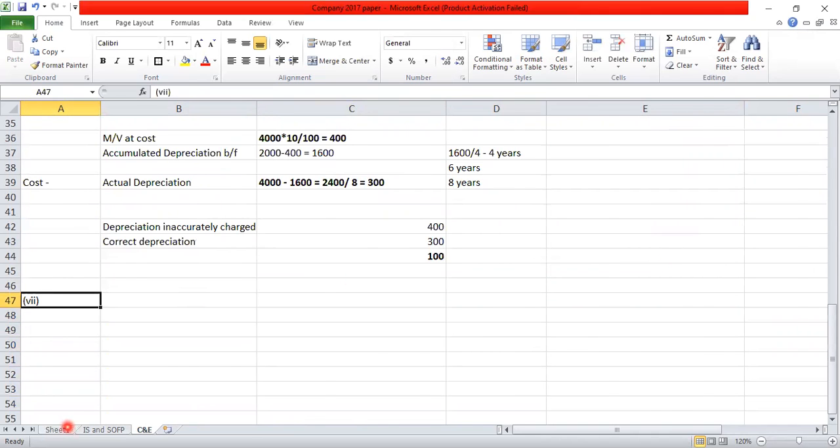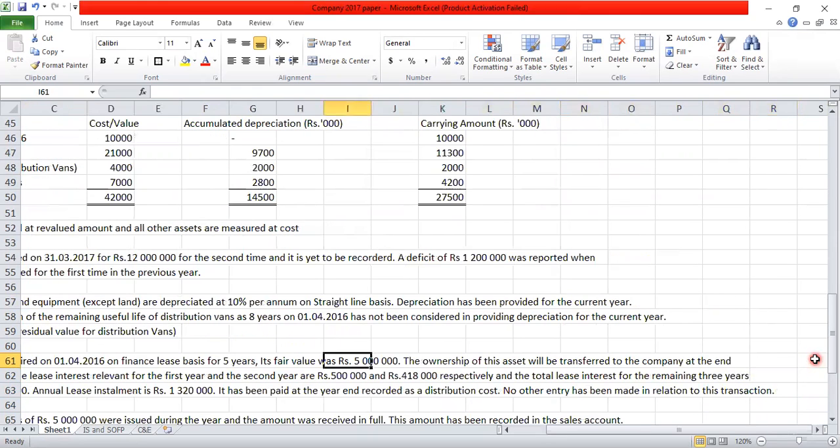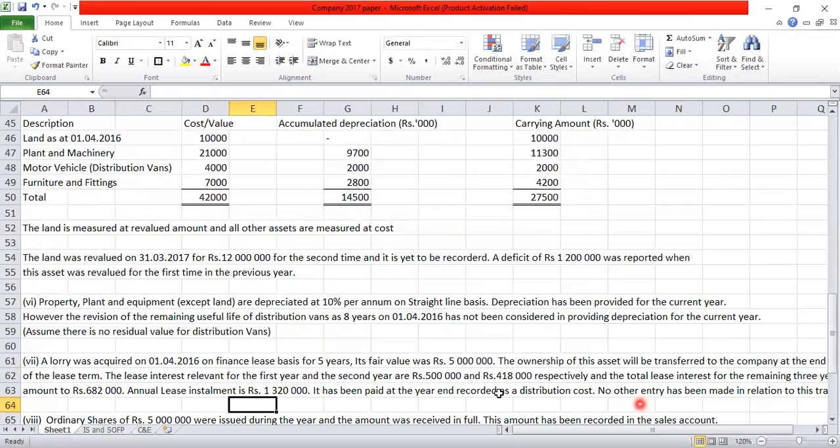Then adjustment number 7 says that a lorry was acquired on 1st April 2016 on a finance lease basis for 5 years. Its fair value is 5 million. The ownership of this asset will be transferred to the company at the end of the lease term. The lease interest relevant for the first year and the second year are 500,000 and 418,000 respectively, and total lease interest for the remaining 3 years amounts to 682,000. Annual lease installment is rupees 1,320,000. It has been paid at the year end and recorded as distribution cost. No other entries have been made in relation to this transaction.